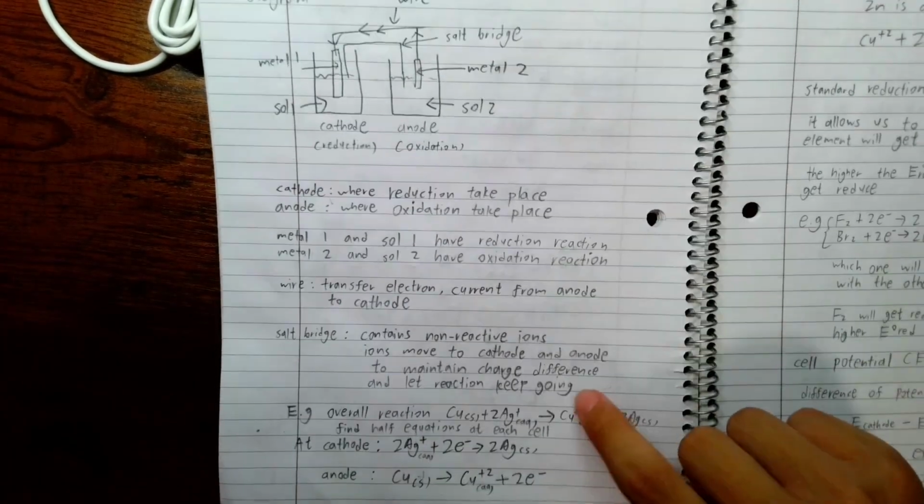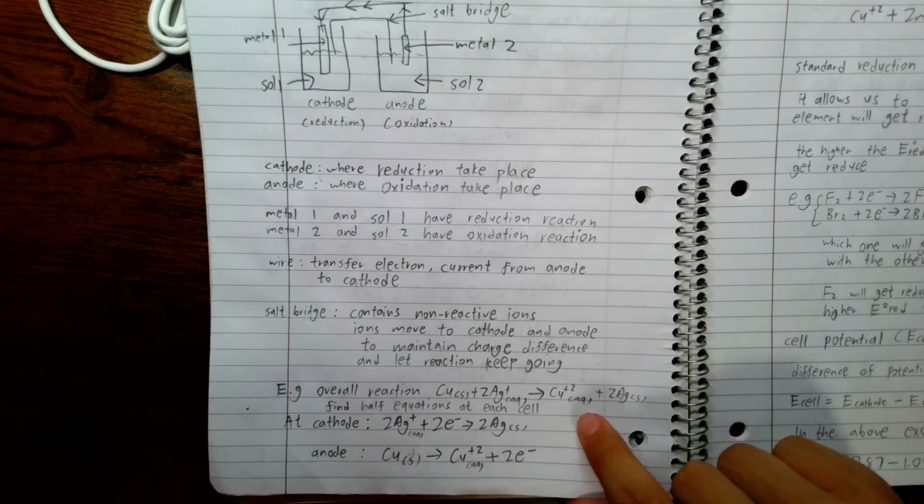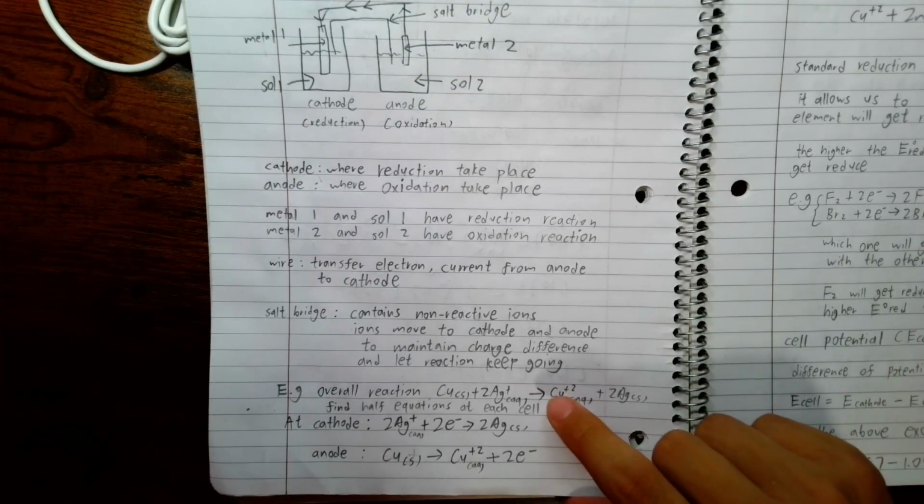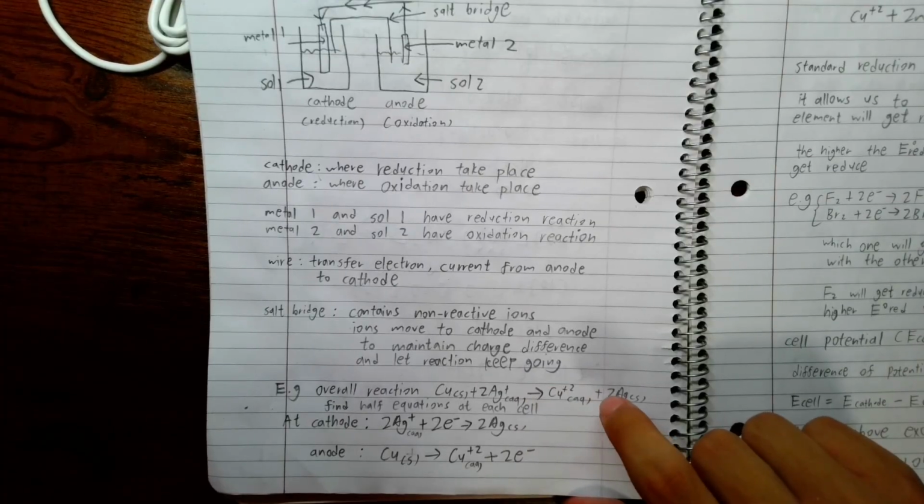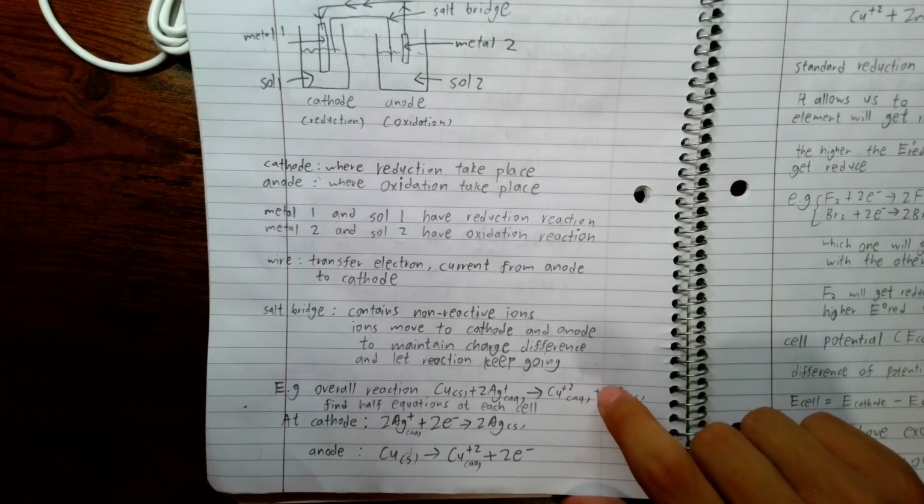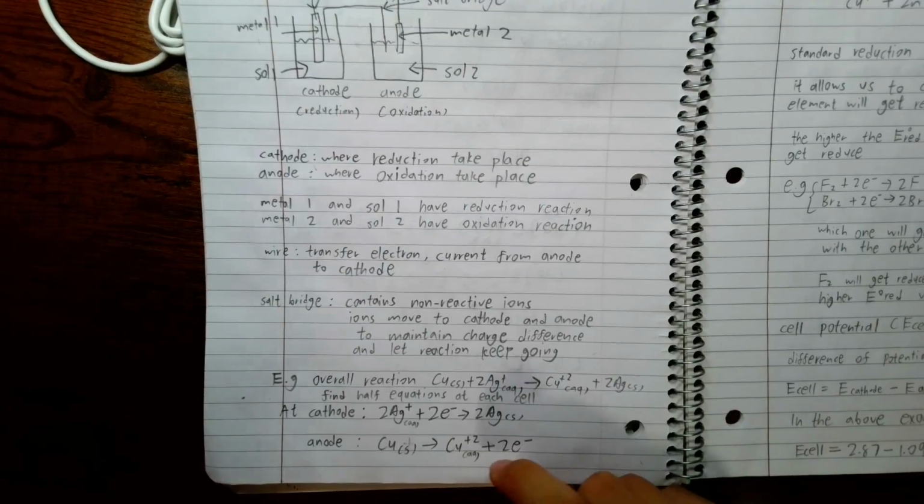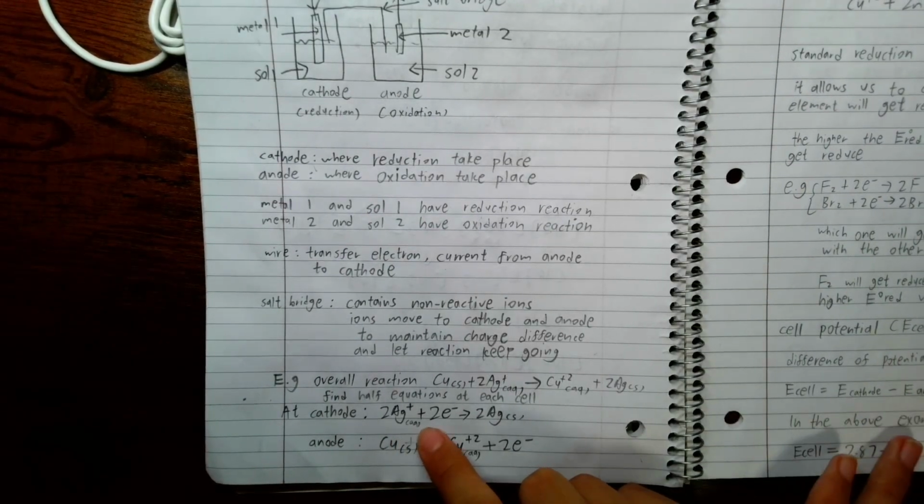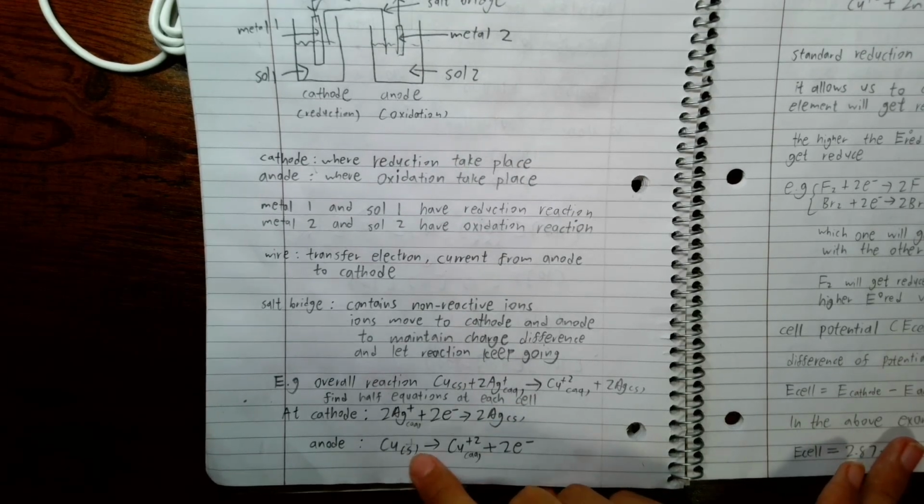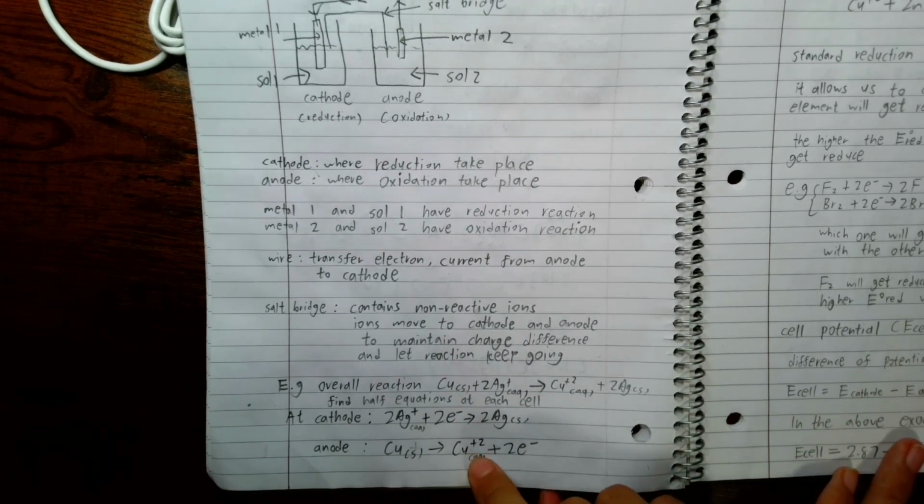For example, if this is our overall reaction, as you can notice, the charge on each side is the same, and for each element there's the same amount on each side. The cathode is going to be the reduction half of the reaction. The anode is going to be the oxidation half of the reaction.